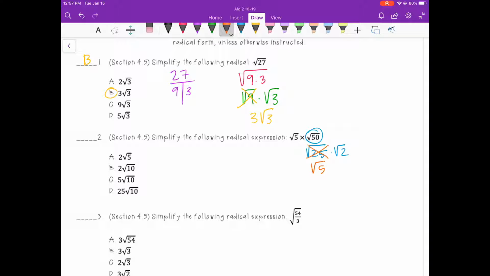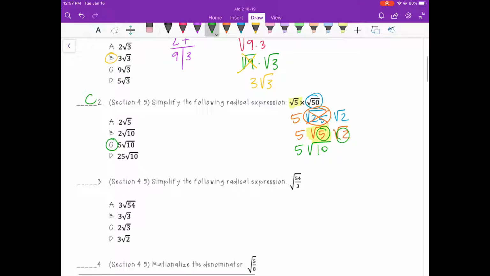So now that, not radical 5, sorry, that radical 5 I got from right here. So that radical 5 follows, and then this 5 just stays a regular 5. So then we've got 5 radical 5, and then that radical 2 that was left over from the radical 50. If they are both inside jail, we are able to combine them. So then we have 5 times the square root of 5 times 2, which is 10. So multiple choice option C.